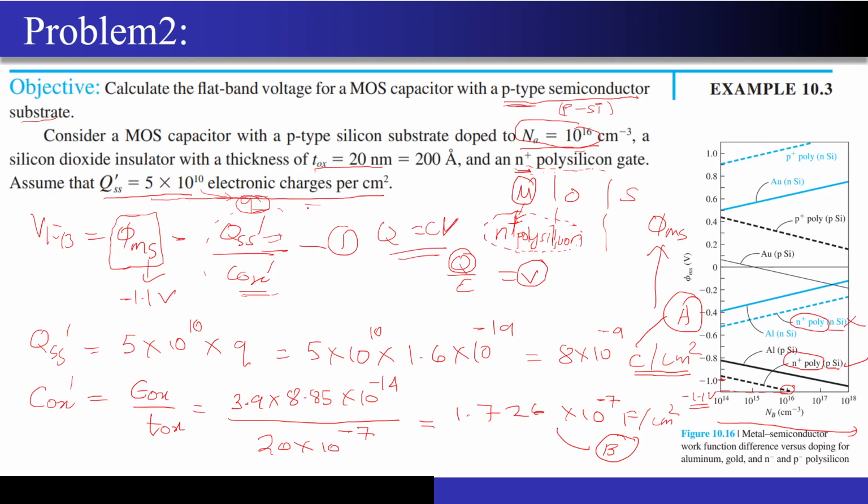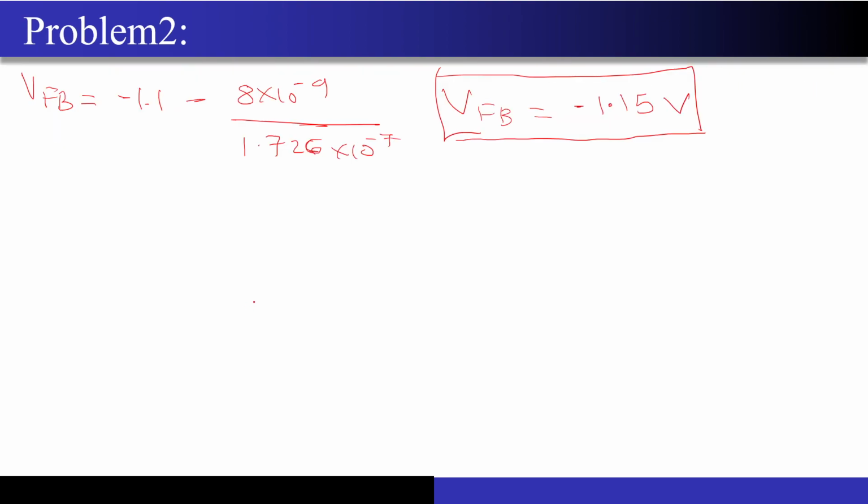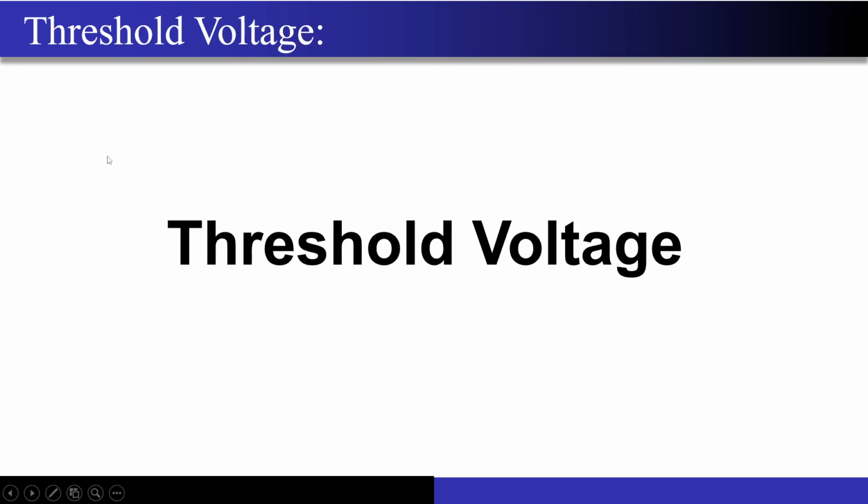The only trick was to find out this 5 ms from this diagram and the units that were given for this Qss dash, right? So these were the only two tricks that were given in the question. I hope it is very much clear. Please feel free to poke me if you guys have any doubts, okay? Now this was regarding the flat band voltage, right?